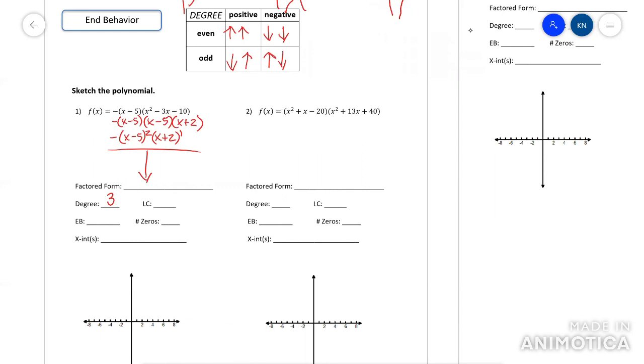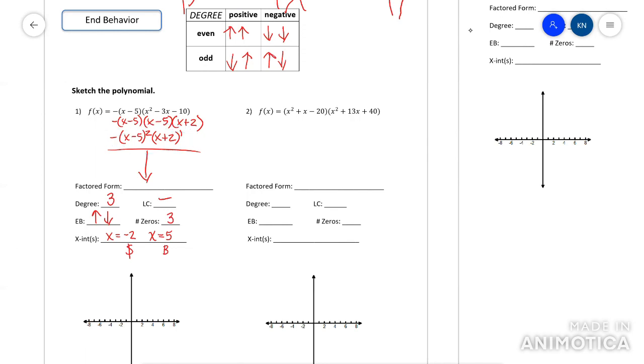The leading coefficient is this minus sign out in front. That means the leading coefficient here is negative. So it's an odd function with a negative leading coefficient, and my end behavior is an up-down. The number of zeros matches the degree, so 3. And the x-intercepts: this one's going to have one at x equals negative 2 and one at x equals 5. The one at negative 2 is a straight through, and the one at 5 is a bounce. And I'm getting that from this right here.